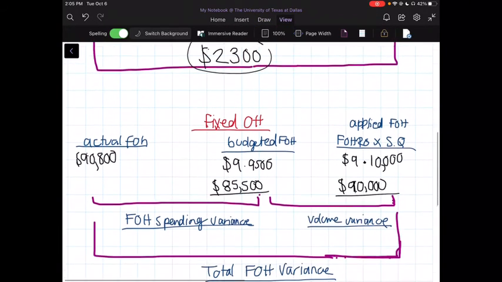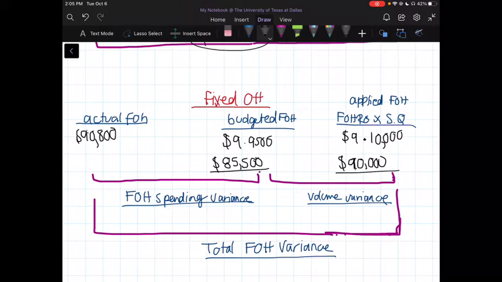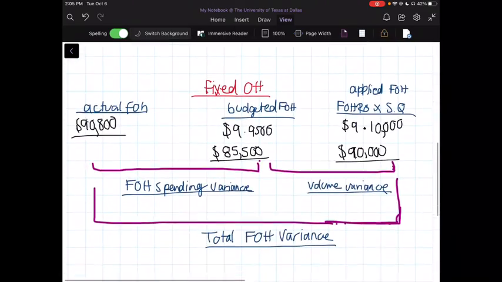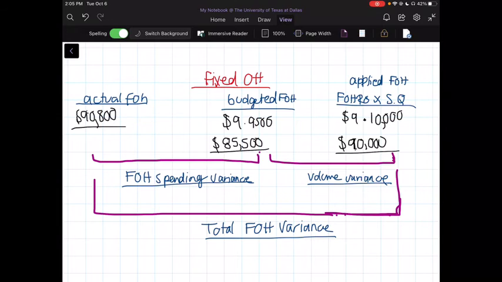And we're just going to repeat the same process for our fixed overhead. Again, our actual fixed overhead was given as 90,800, and I pretty much did the same thing: the $9 rate multiplied by our 9,500, which gave me 85,500. For our applied fixed overhead, I did the $9 multiplied by our 10,000 direct labor hours, and that gave me 90,000.